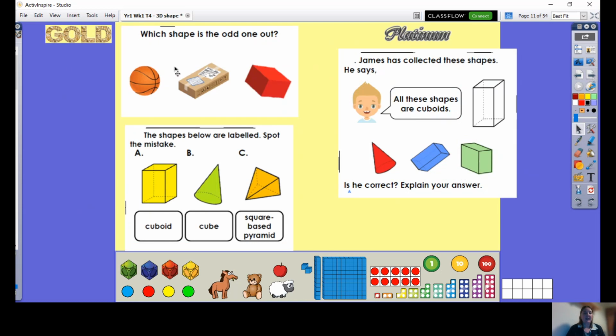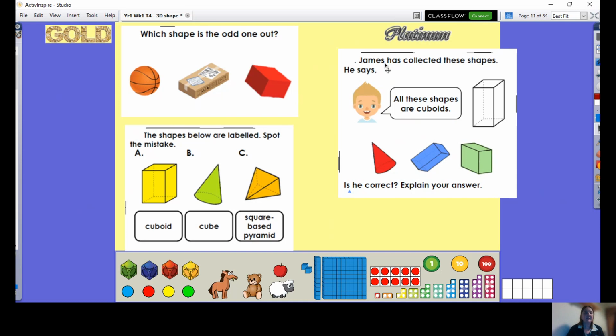Your gold activity, again, is just looking again at these. Which shape is the odd one out? Okay, looking at them, think about naming the shapes. Can you name the shapes? Which is the odd one out? And again here it's saying that these shapes below are labelled, but there's a mistake. Can you spot the mistake? Which one is not labelled correctly?